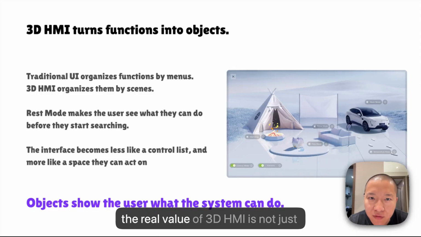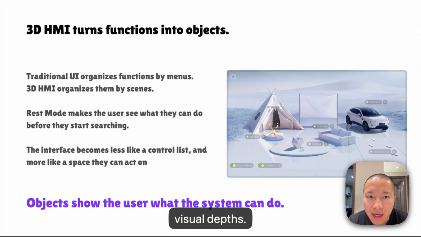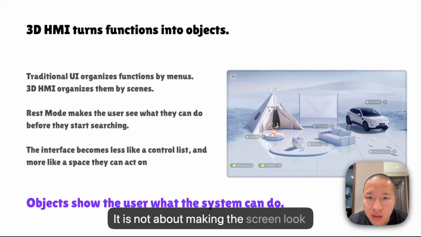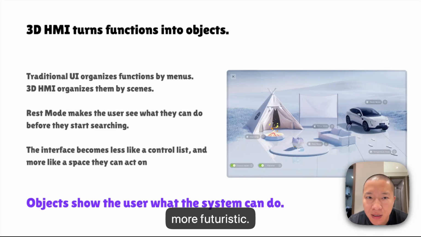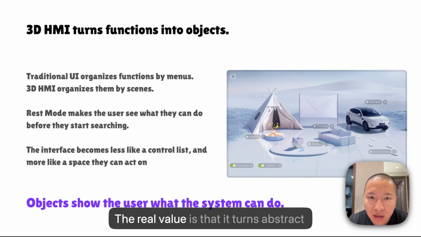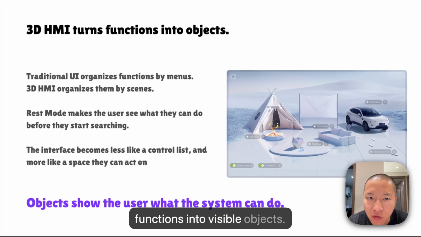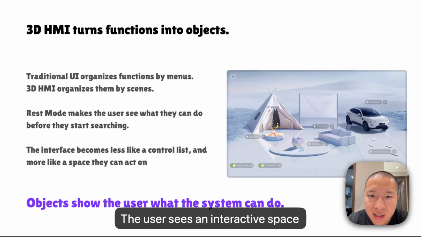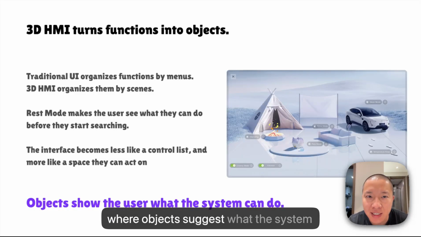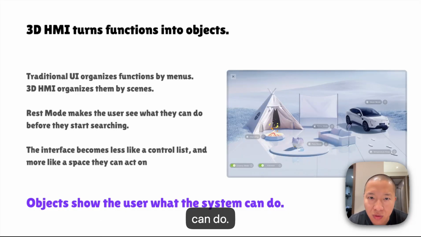Though the real value of 3D HMI is not just the visual effects. It is not about making the screen look more futuristic. The real value is that it turns abstract functions into visible objects. The user sees an interactive space where objects suggest what the system can do.